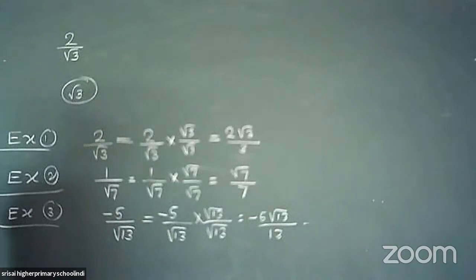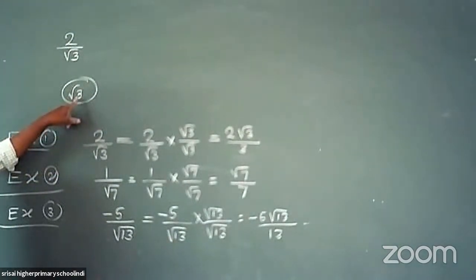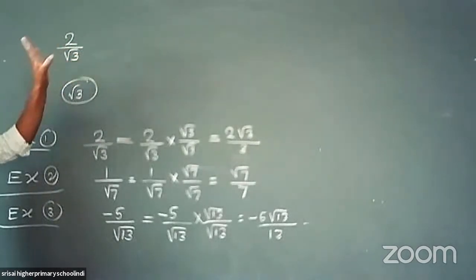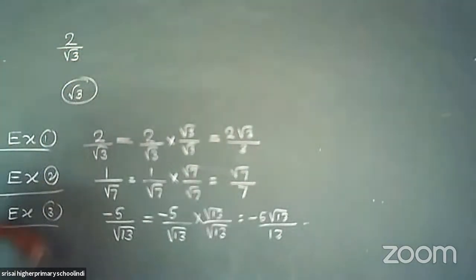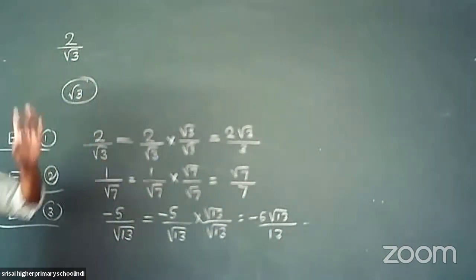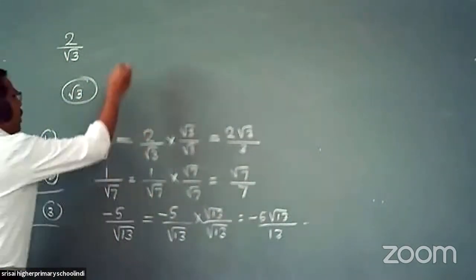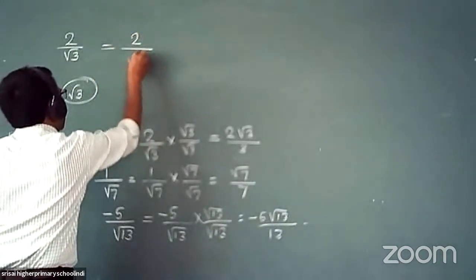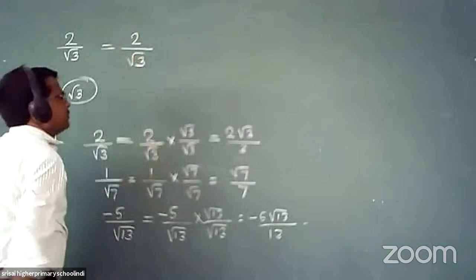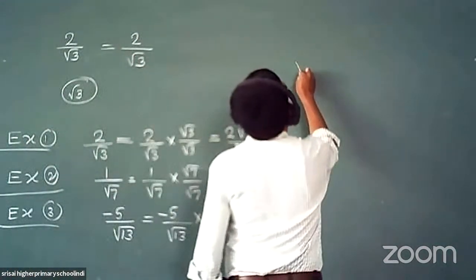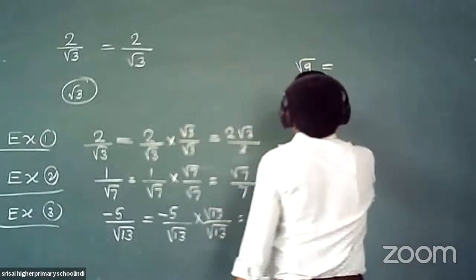What we want to do here? We want to write its equivalent number. In that number, the denominator should not be irrational, the denominator should be rational. I want to make the denominator rational. Already square root of 3 is there. You know square root of 9 is how much, student?